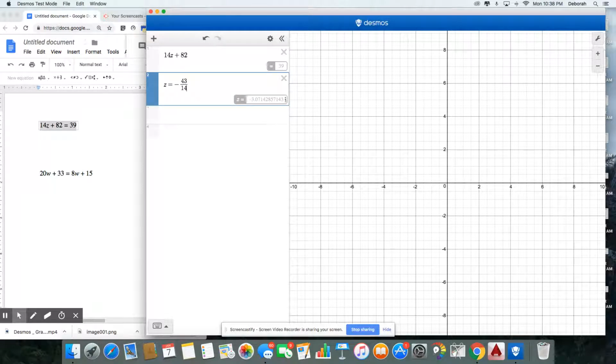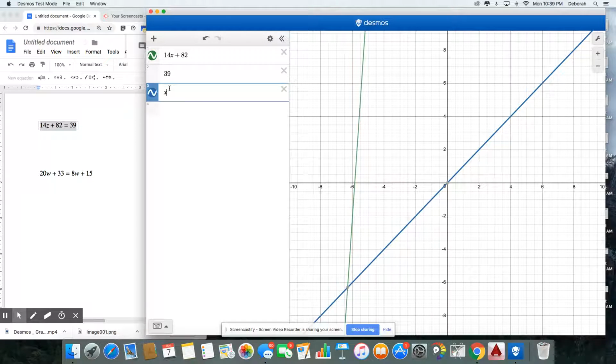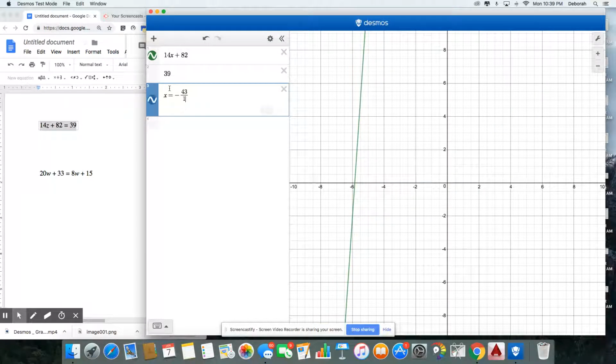Let me show you something else that Desmos will do. If we type this in as an X instead of a Z, it's going to graph it, which is kind of nice. However, it doesn't give me a slider. I can put in my left side and my right side, but I have no slider, so I don't really have a way to do anything. I could say X equals negative 43 over 14, but that doesn't really give me anything. So without my sliders, it doesn't work.